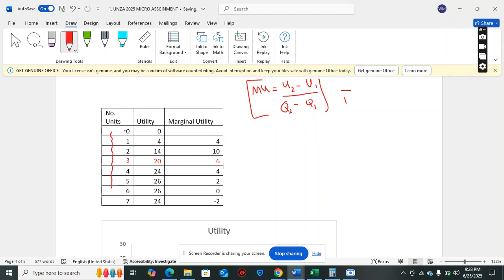So when you consume 0 units, your utility is 0. You do not have any marginal utility. You consume 1 unit, your utility increases from 0 to 4. So your marginal utility, you're just going to say 4 minus 0. That gives you 4. So this unit that you consumed has brought an extra satisfaction of 4. Any questions before I move further?